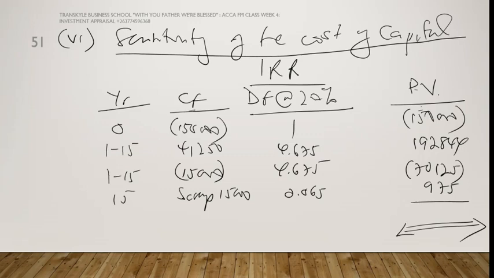The 15,000, if it is going to be received in 15 years to come, is worth 975. Wow, that's the time value of money. So if we add up, we get negative 26,306.